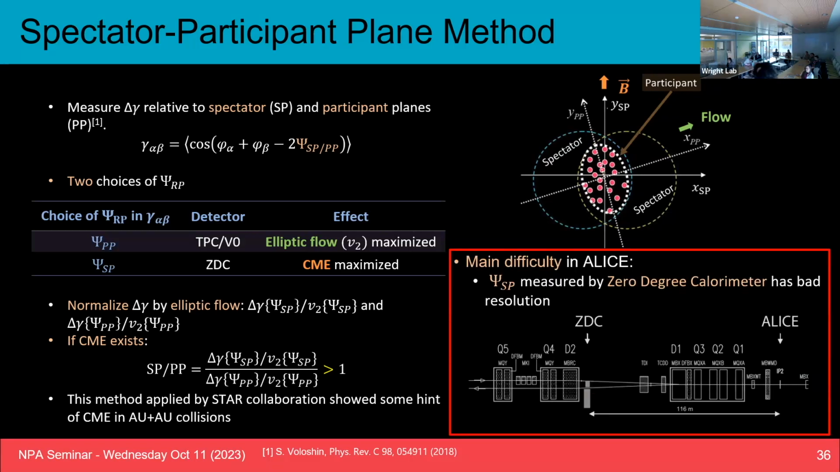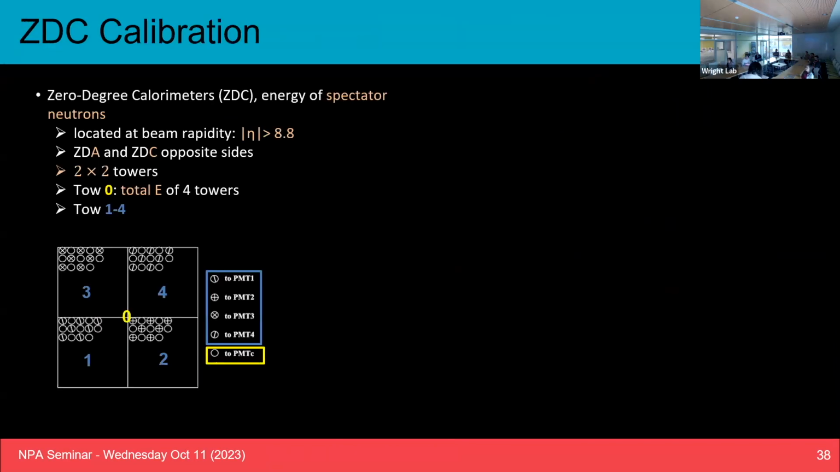Okay, so in ALICE, the main difficulty is to get this spectator plane, because you have to use the zero degree calorimeter to get it, and we don't have a very good resolution for this. Then I talk about some highlights of the analysis. Specifically, one of them is the calibration, because it took so much time to work on this. The ZDC in ALICE is located at beam rapidity. It has the A and C sides. It consists of 2x2 towers, labeled tower 1 to 4, and also has tower 0, which measures the total energy.